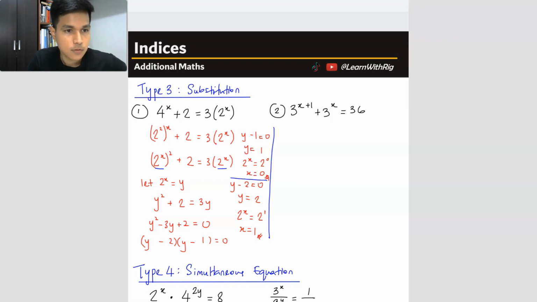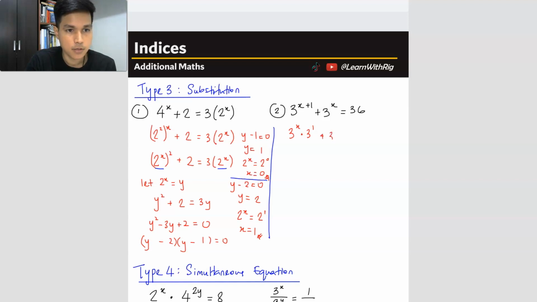This one, 3 power x plus 1 plus 3 power x equals to 36. If you notice this question, you can't really do much with the 36, so we're just going to leave it. Here we've got 3 power x plus 1, and here 3 power x. So what we can do is change it to 3 power x multiply 3 power 1. Why can we change this? Because remember, when you multiply, you add the powers. So you get the exact same thing, I'm just splitting the x and the 1 into a multiplication.